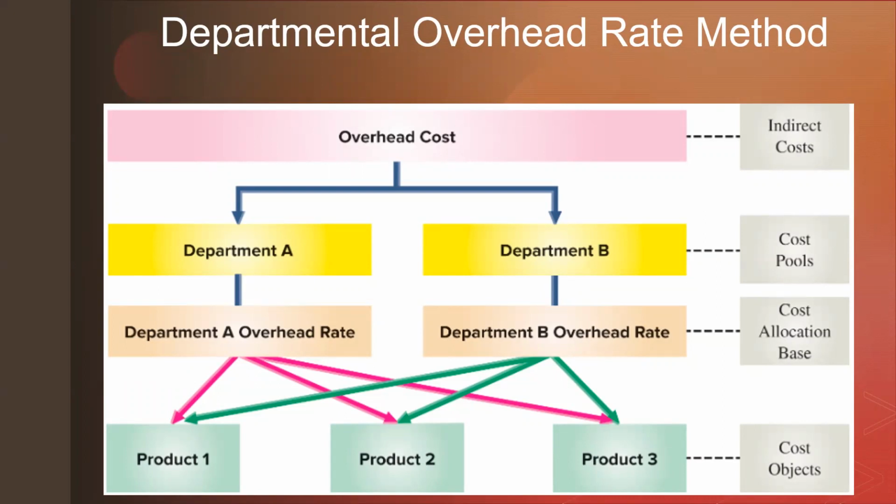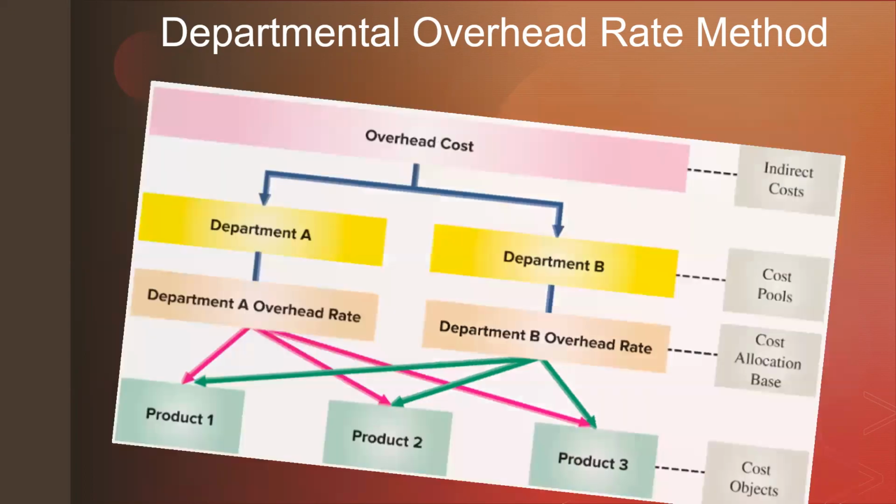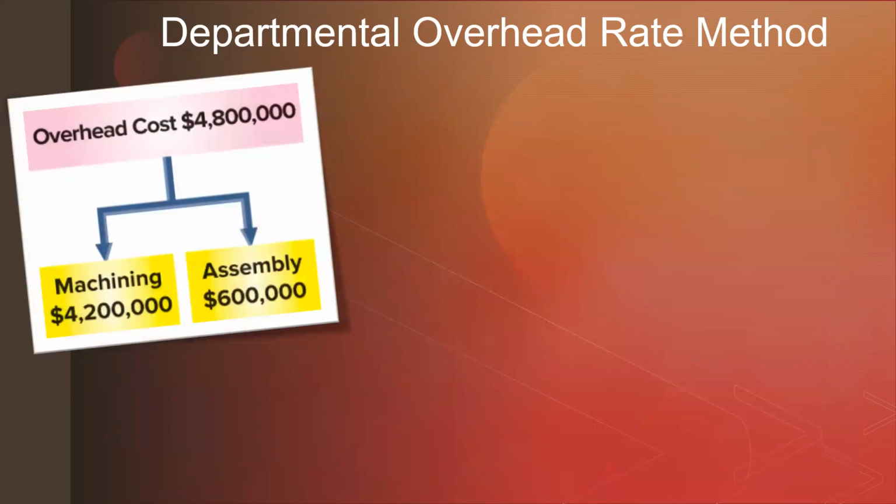So we're going to start with the overhead cost. It's still going to be the 4.8 million, but we're going to break that out into each department. It's going to be two or more. For our example, it will be two departments. We calculate the rate for that department, and then we break it into the products. So let's look at the example of that.